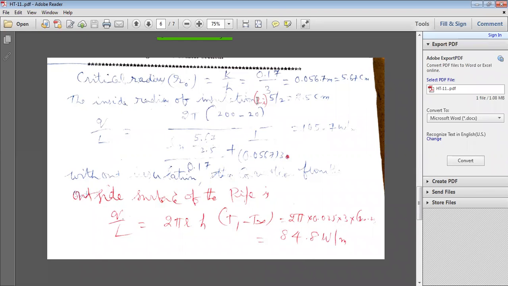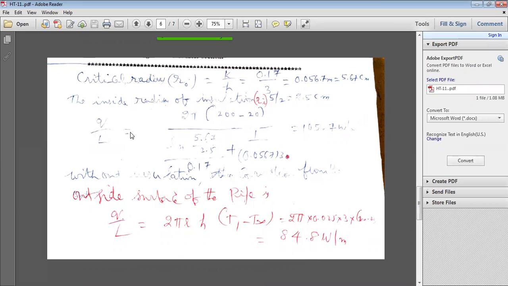Now, the inside radius of the pipe, or inside radius of insulation. Outside radius of insulation, this one, is 5.67 centimeters. Inside radius of insulation, or radius of the pipe, R_i, is equal to 5 by 2, the diameter being 5 centimeters. Radius R_i is 2.5 centimeters. Now, heat loss per unit length of the pipe is not given here. If the length of the pipe is not given, you have to take the unit length.